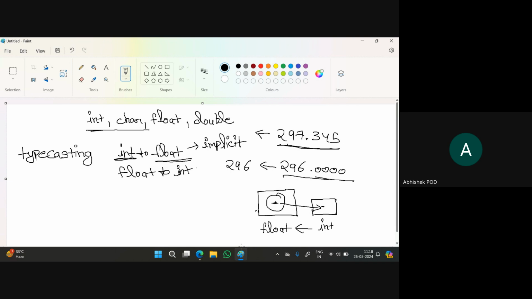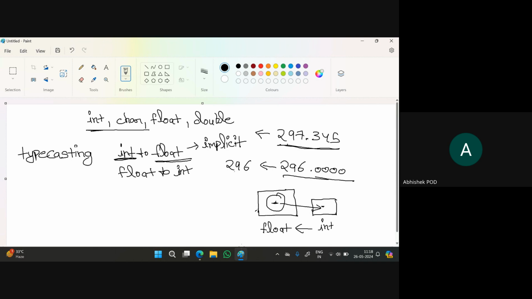Because let's say what the compiler will do is say, okay, 297.345 is the data that you have in the big box, in the float. If you try to convert it into int, it will directly say 297. Right? Based on whatever calculations it would have done internally, it would directly say 297. But you might want to increment this value to 298, or you might want to decrement this value to 296 based on whatever requirements you have.